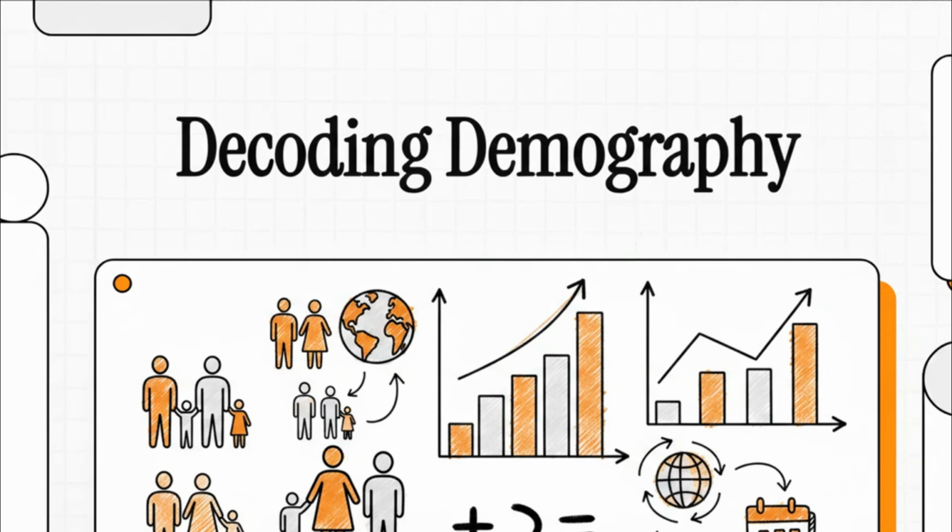Welcome to this explainer. Today we're diving right into the absolutely fascinating science and the equations behind how human populations grow, shift, and completely change over time. Have you ever actually stopped to wonder how governments know exactly how many people live in a country? Or how they predict what a society is going to look like 10, 20, or even 50 years down the line? Well, today we're going totally behind the scenes to decode the mechanics of population change.